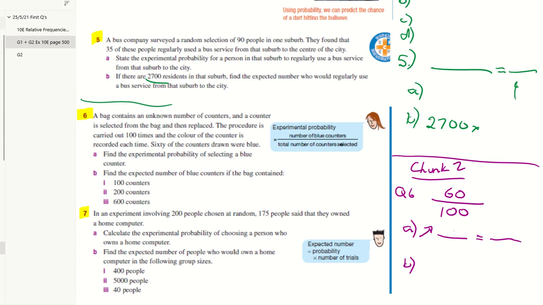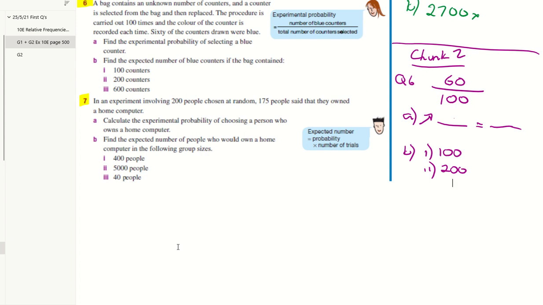Now what you're going to do is find the expected number of blue counters if the bag contained 100, or the second is asking you for 200, or the third one is asking you for 600. So once again in your book, you are going to write down 100 times the fraction you found for the first one, then 200 times it, then 600 times it.